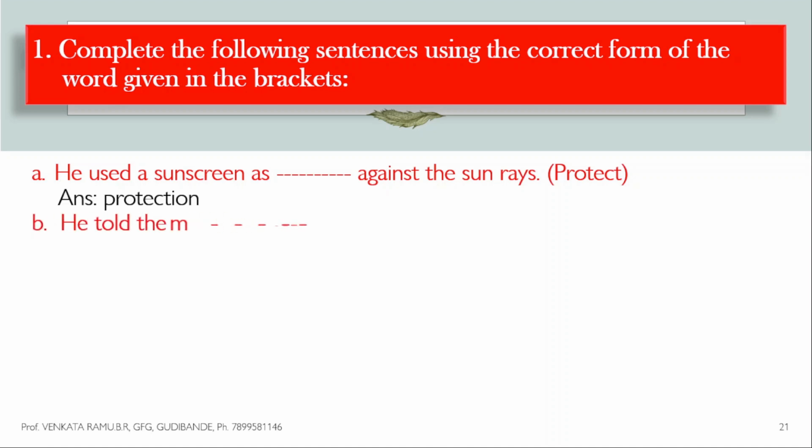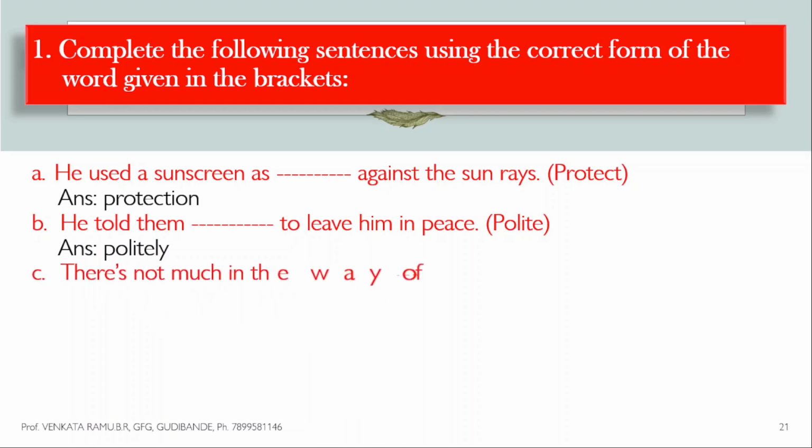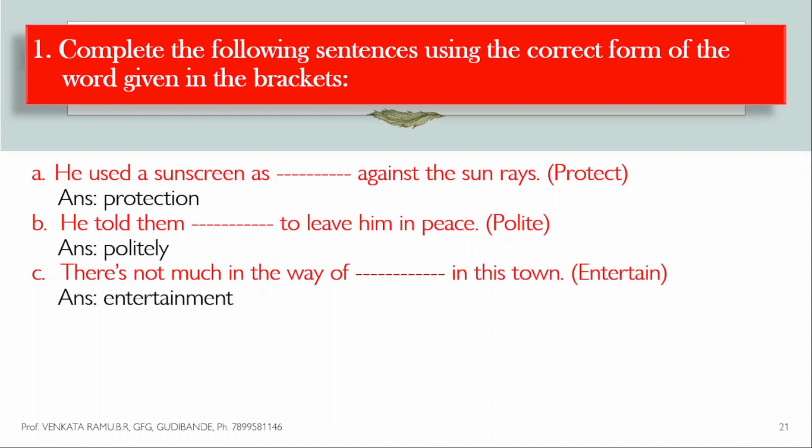Come to the second question. He told them blank to leave him in peace. Within bracket polite is the word given. We can answer this question as he told them politely to leave him in peace. Come to the third one. There is not much in the way of blank in this town. Within bracket entertainment is the word given. There is not much in the way of entertainment in this town. The word entertain has been changed as entertainment.